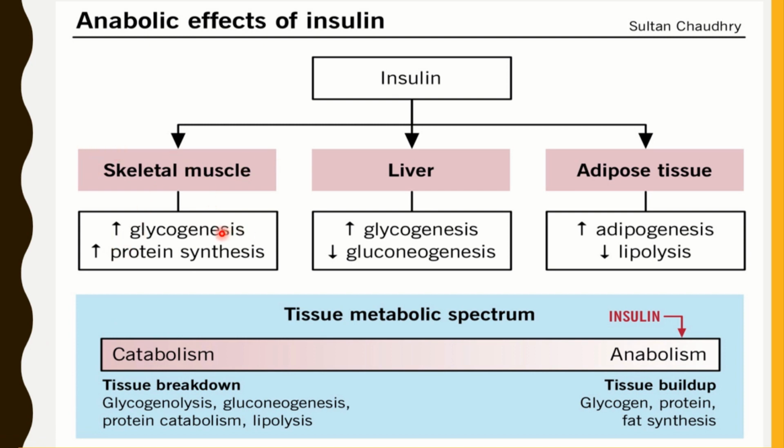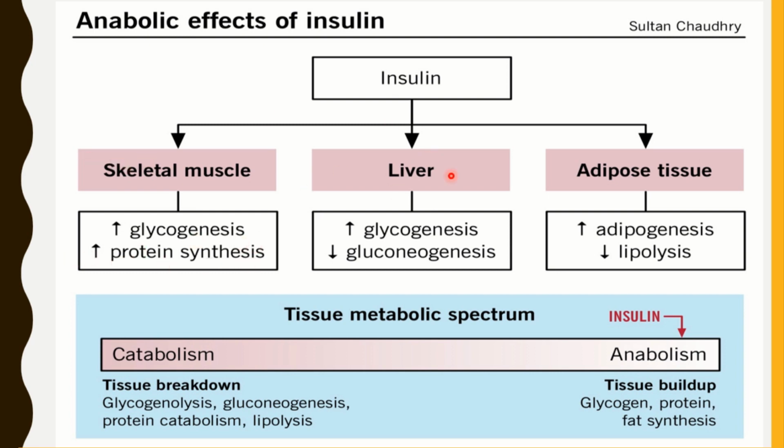So what is glycogenesis? I know every one of you who are seeing this video knows, but just for the freshers and just for a reminder, glycogenesis means conversion of glucose into glycogen. Glycogen is the storage form of glucose. So what insulin does, it reduces the glucose. How? It will convert the glucose into glycogen. That is called glycogenesis, and it will increase protein synthesis in the skeletal muscle.